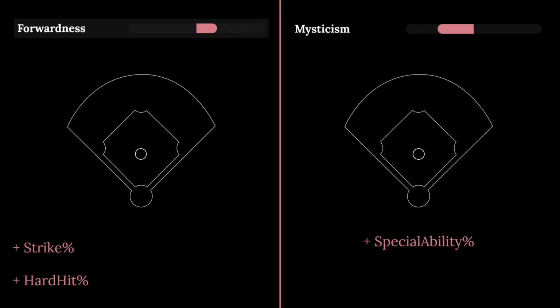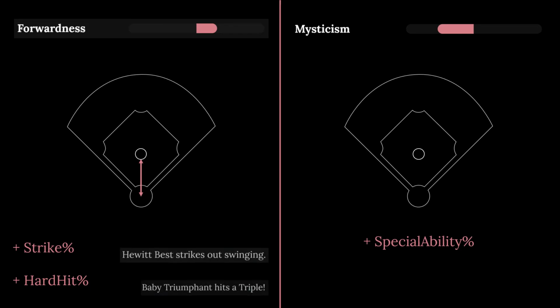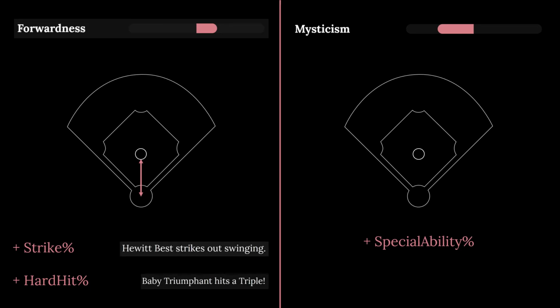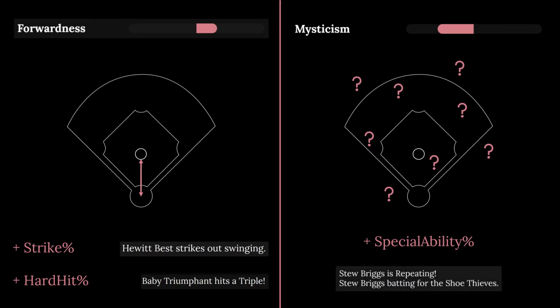Forwardness changes how close the pitcher's mound is to the batter. A closer pitcher will increase the chance of strikes, but also increase the amount of hard hits possible. Mysticism is how mystical your stadium is. A more mystical stadium increases the chance of special abilities being used.